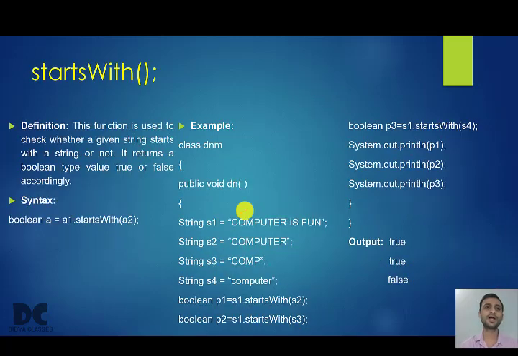Similarly, we also have startsWith. It is just the opposite of endsWith. In endsWith, we are checking at the end of the sentence. In startsWith, we will be checking at the beginning of the sentence. So in the string "computer is fun", we are checking if "computer" is present at the beginning. Yes, it is present. So we are getting the answer as true. String S1, that is "computer is fun", startsWith S2, that is "computer". Yes, it starts with S2. So we are getting the answer as true.